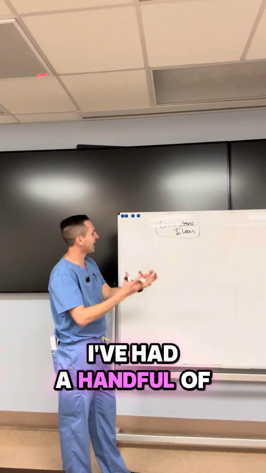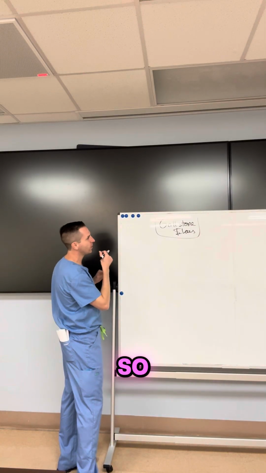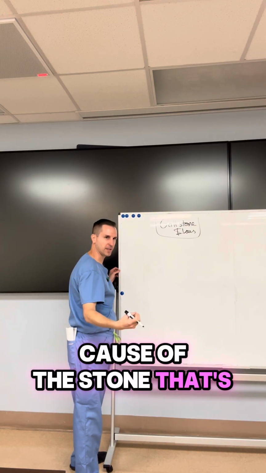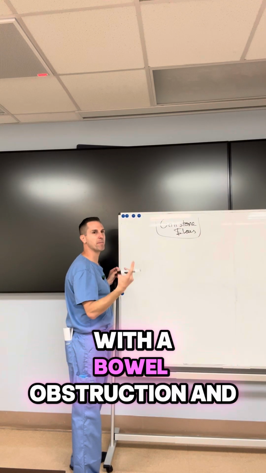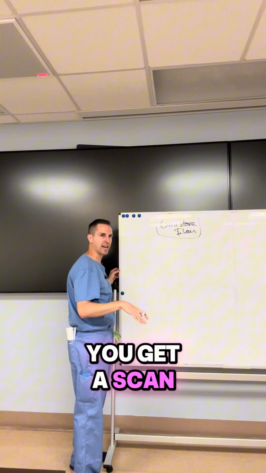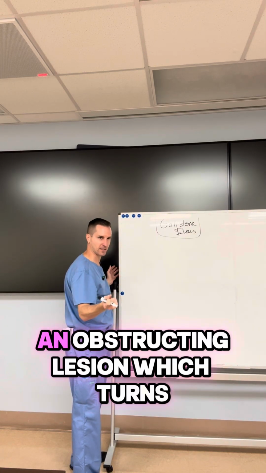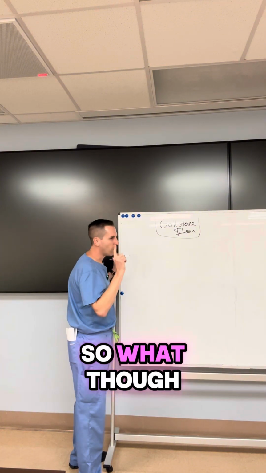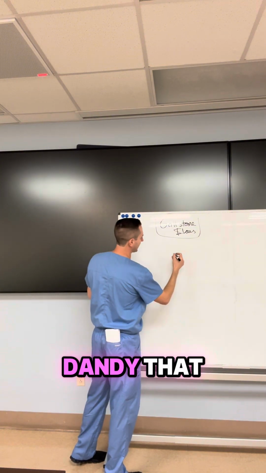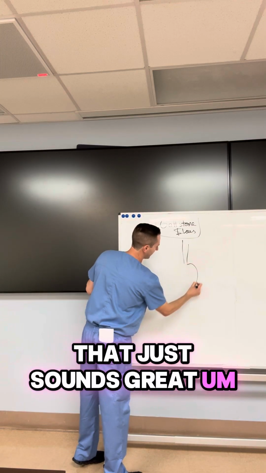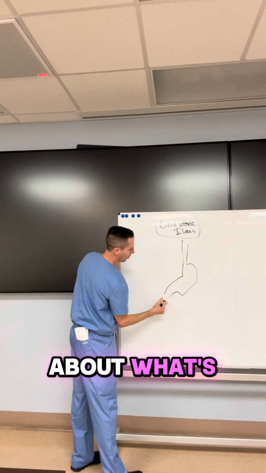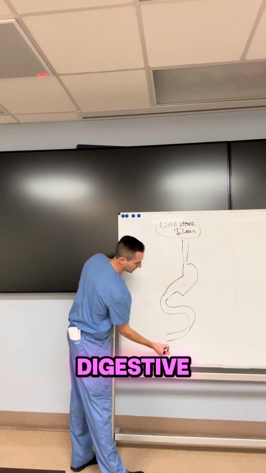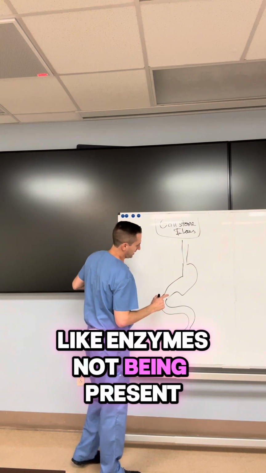Gallstone ileus, I've had a handful of them. Again, they're interesting cases. So Frenz mnemonic, distal obstruction, because of the stone that's in the GI tract. Someone comes in with a bowel obstruction, and you get a scan, and all of a sudden you see an obstructing lesion, which turns out to be a gallstone. So what's the bigger issue? Digestive enzymes not being present or anything?